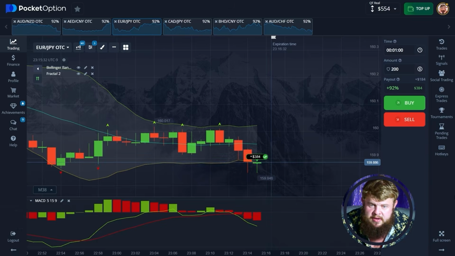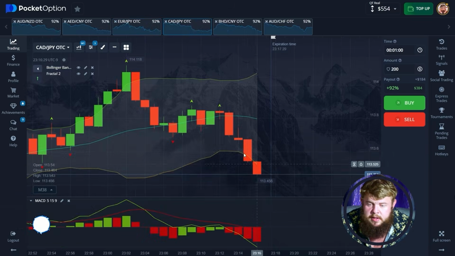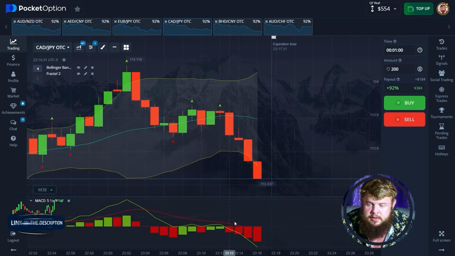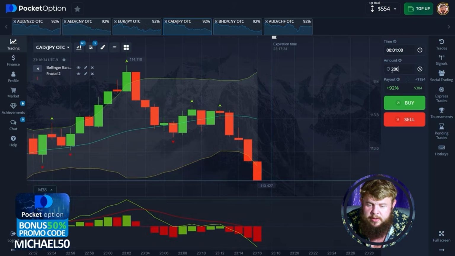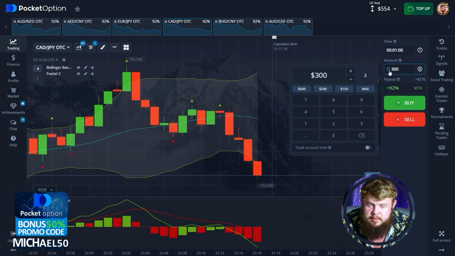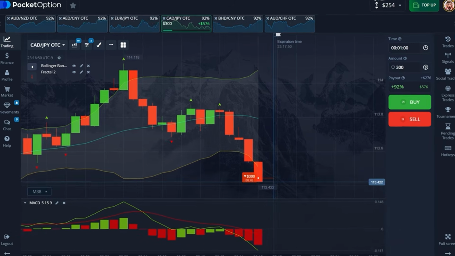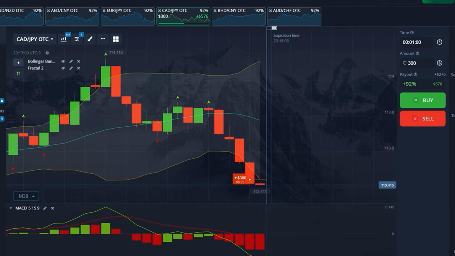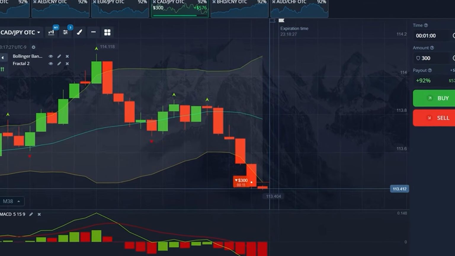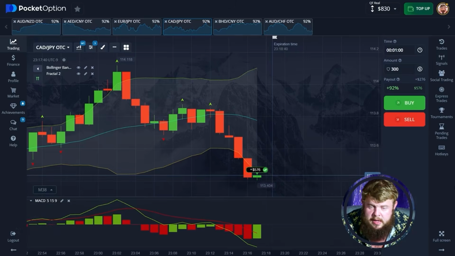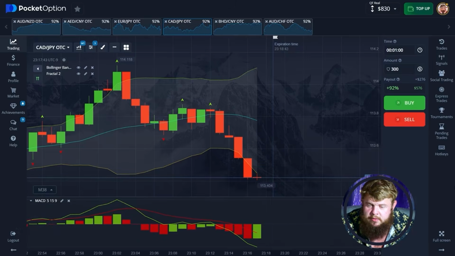Okay, it's done. We have $554 on the account. Here we have broken through the bottom line of the Bollinger Bands channel. We're confirming the sell zone. So that's why let me change our investment from $200 to $300 and open a sell position, the continuation of the current drop. Done. We have $830 on the account right now.